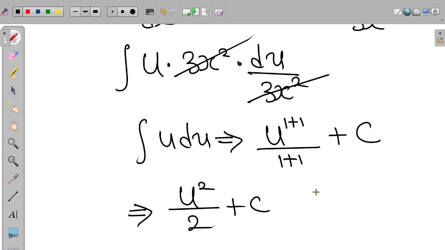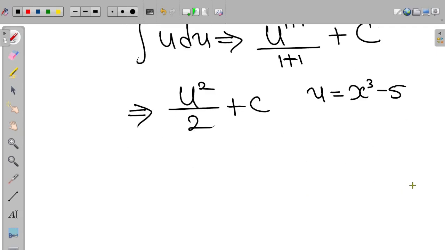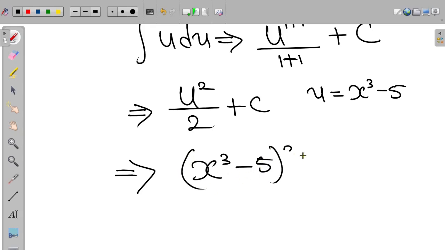But recall that we said let u be equal to x cubed minus 5. So we will substitute x cubed minus 5 in place of u. Therefore, we have it that this is (x cubed minus 5) all squared divided by 2 plus c.